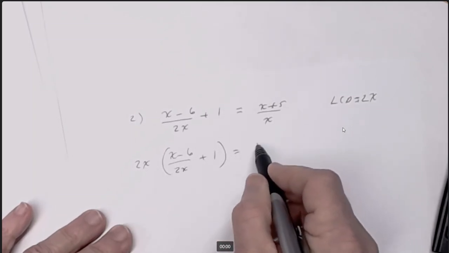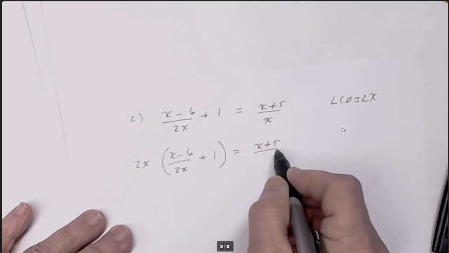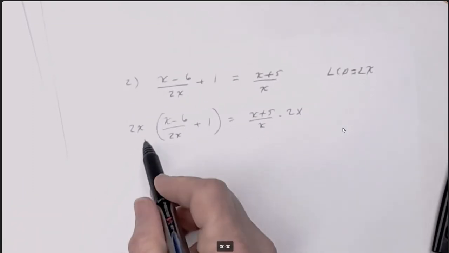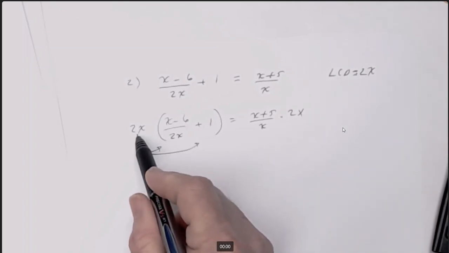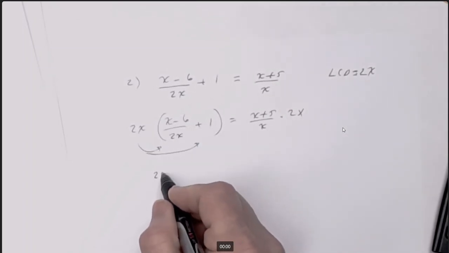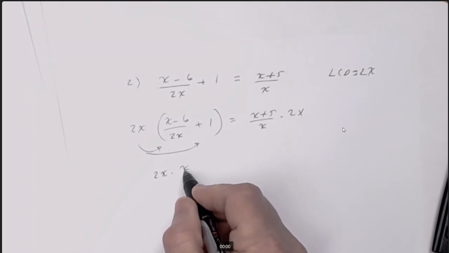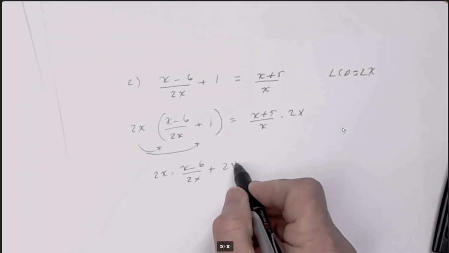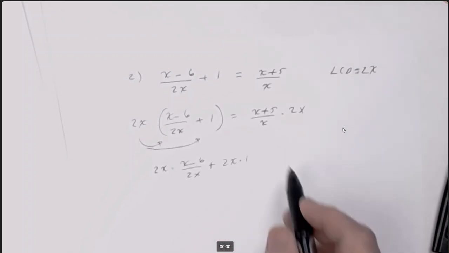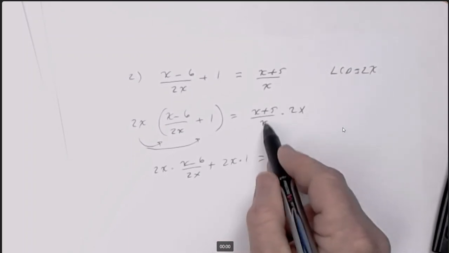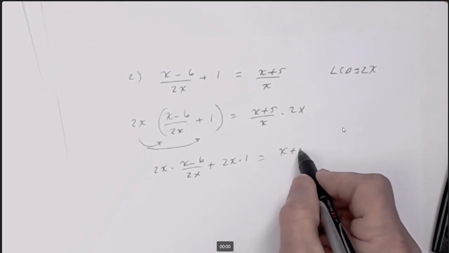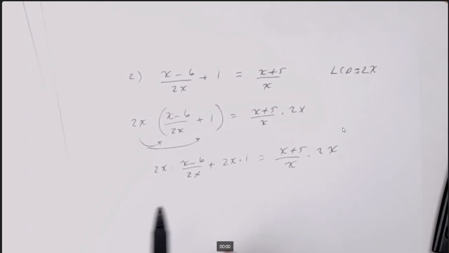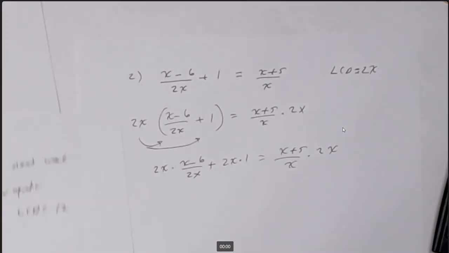And then now you're going to distribute again. So you get 2x times this fraction. So 2x times x minus 6 divided by 2x plus 2x times 1 equal. And then I'm just going to go ahead and rewrite this over. So you have x plus 5 divided by x times 2x. All right, now remember, the whole purpose of multiplying both sides by the least common denominator is to clear those fractions. So at some point, you should no longer have any fractions.